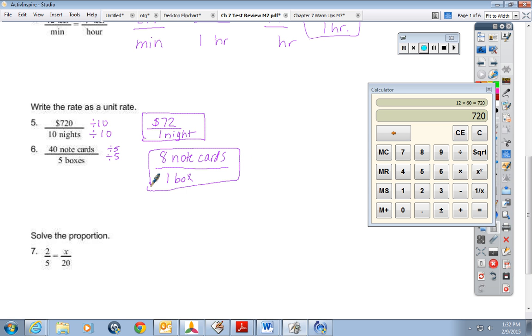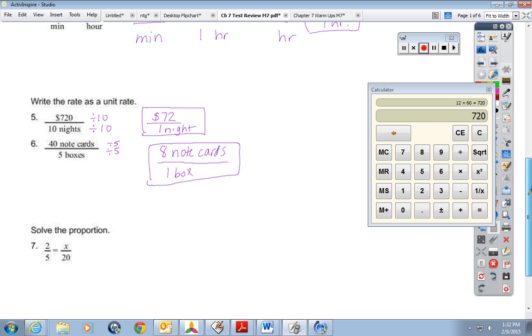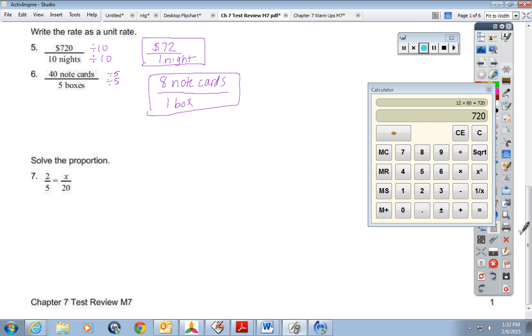On 7, same thing, cross multiply and divide, or you could look at this one and say, what times 5 is 24? So 2 times 4 is 8. Or you could have said 2 times 20 is 40. 40 divided by 5 is 8 for that one.